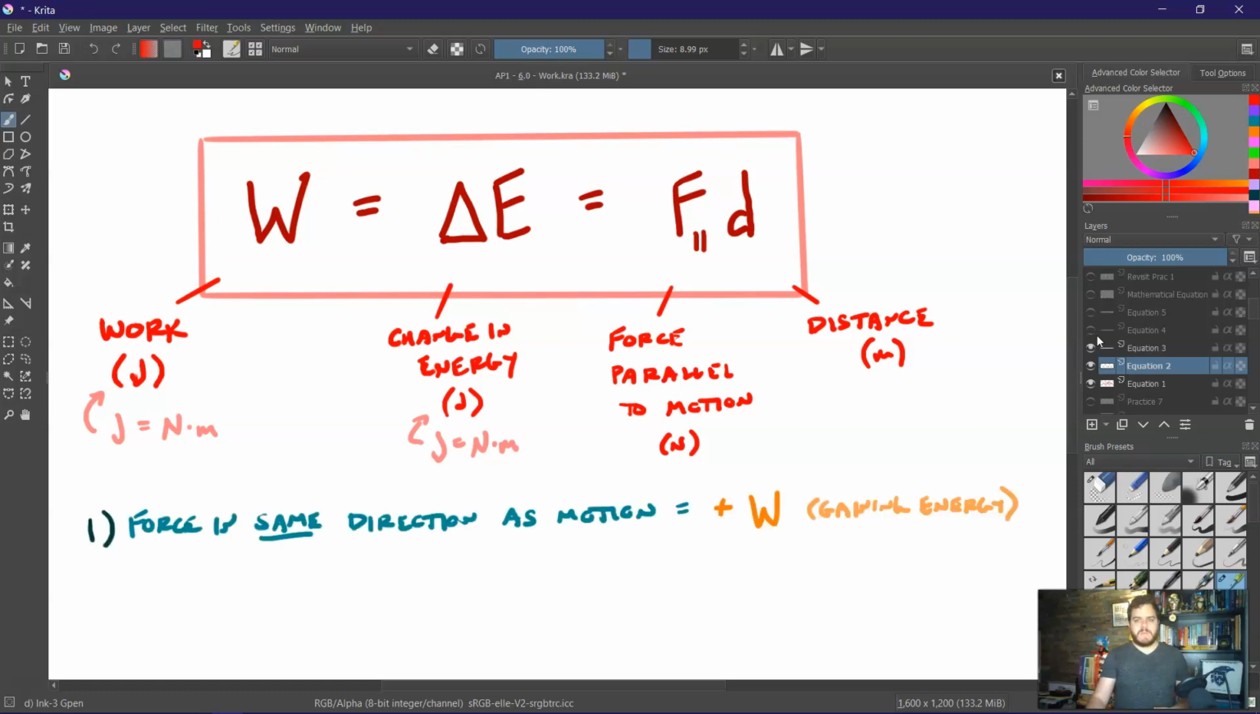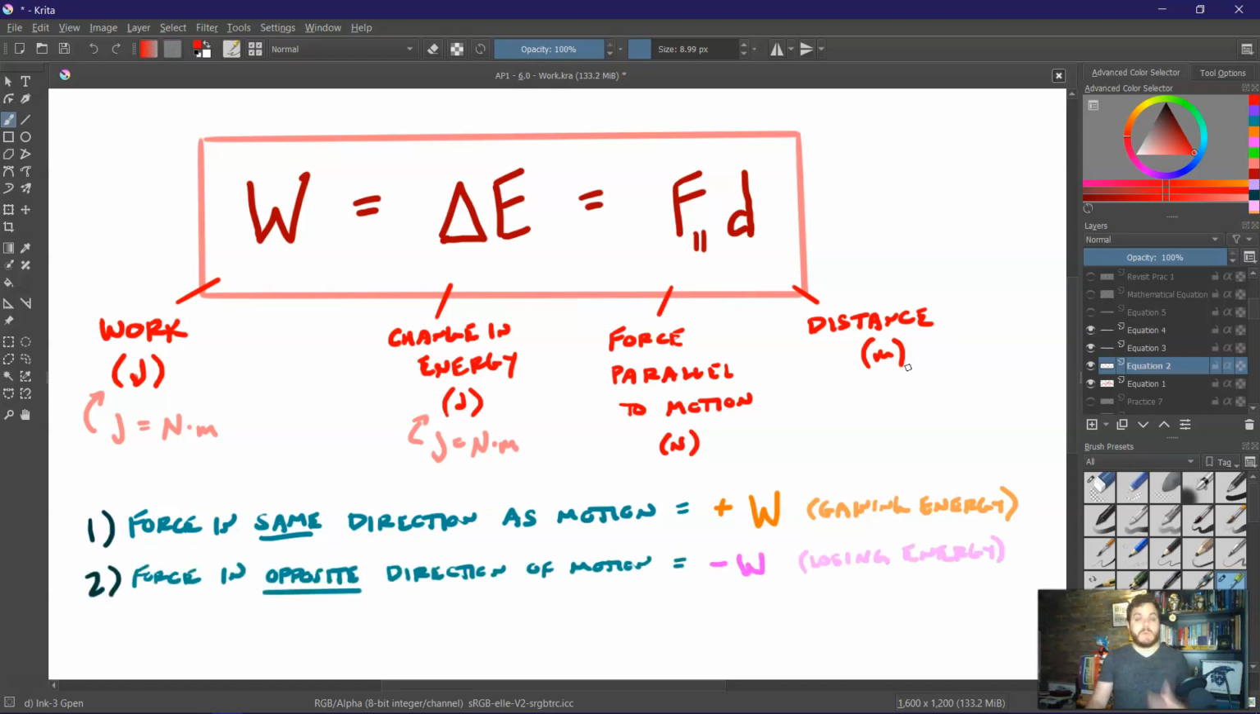So let's go through some different ways this could occur. First off, if the force is in the same direction as motion, so if it's moving and we apply a force to it, it's going to speed up, so that's going to be a positive work because it is gaining energy. What happens if the force is in the opposite direction of motion? If it's moving one way and we push in the opposite direction, that would cause it to slow down or lose energy, so that is going to be a negative work.